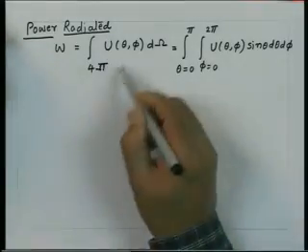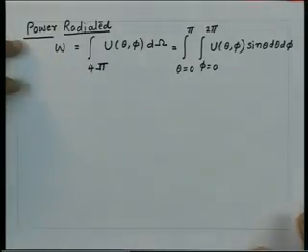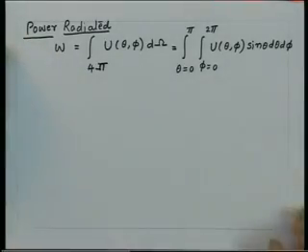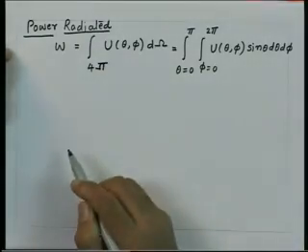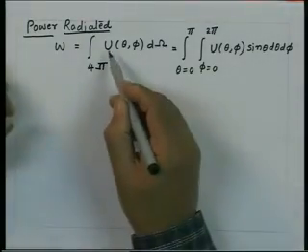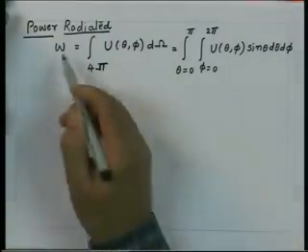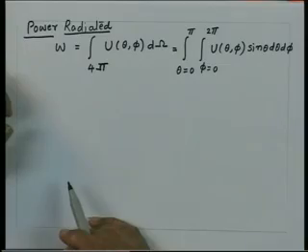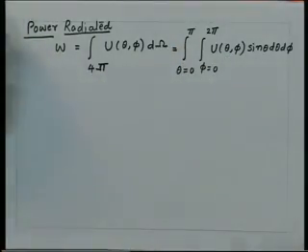So, if I knew the distribution of the radiation intensity, then I can find out what is the total power radiated by the antenna. And let us say I am taking the radiation pattern which is normalized. So, the maximum value of this quantity would be 1. Then I will get normalized power essentially. And if I take the actual radiation intensity, then this will give me the total radiated power.